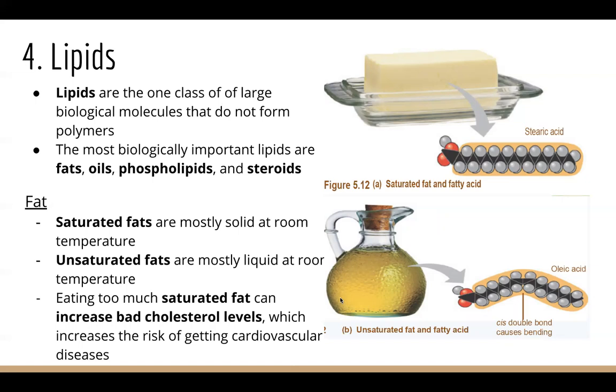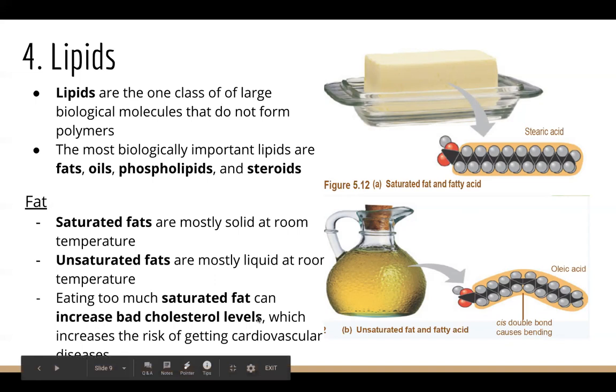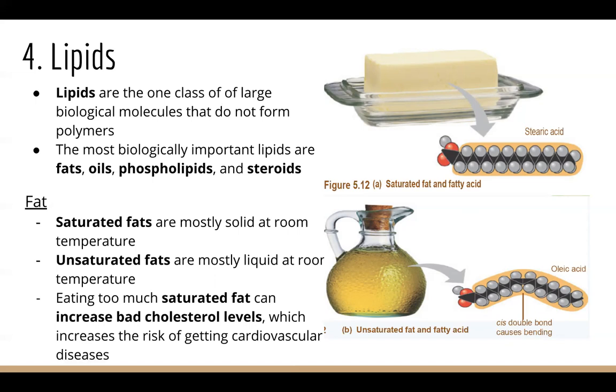And eating too much saturated fat can be bad for your body because it increases something called bad cholesterol level. And once this is increased, it can cause a higher risk of getting cardiovascular diseases. So we do suggest people eat more unsaturated fats. So if you can eat olive oil, don't eat a lot of butter because it is really hard to digest, and it raises your cholesterol level, which can cause cardiovascular diseases.